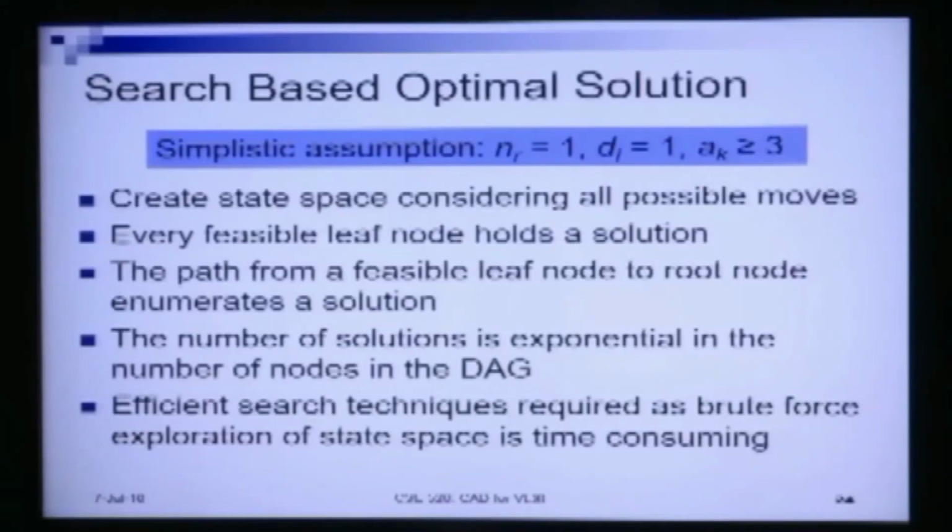First, we create a state space considering all possible moves. And what do we mean by a state space here? A state space gives me the different ways of allocating operations to resources at different time steps. So, the exhaustive set of possibilities of allocating operations to resources at different possible time steps is the total state space.